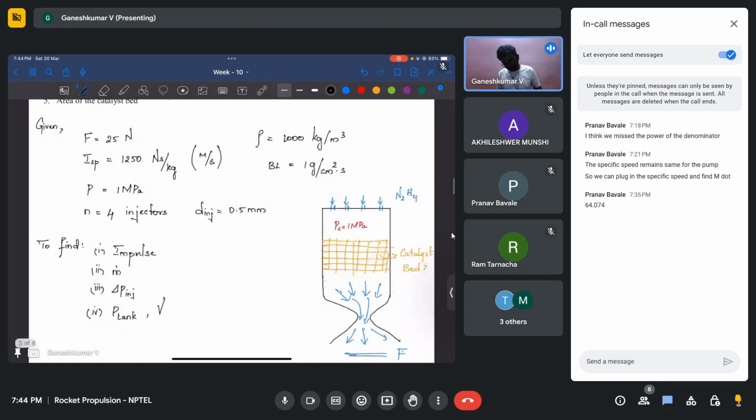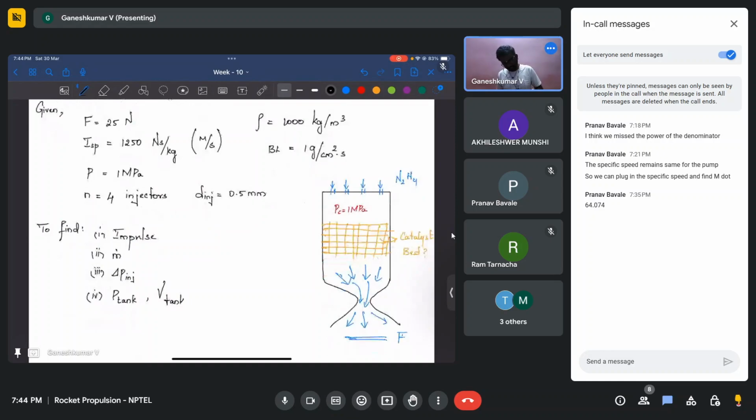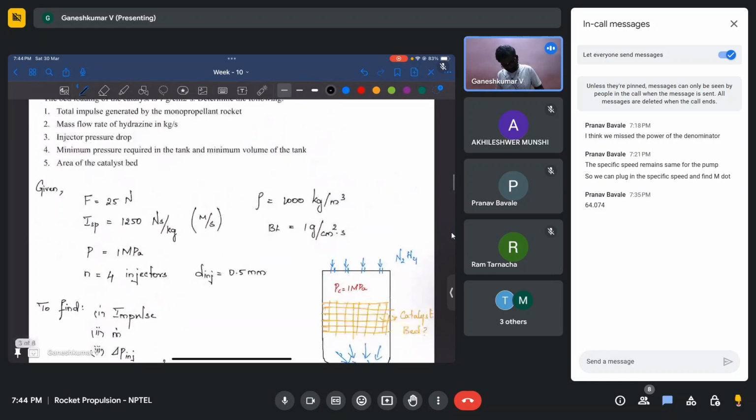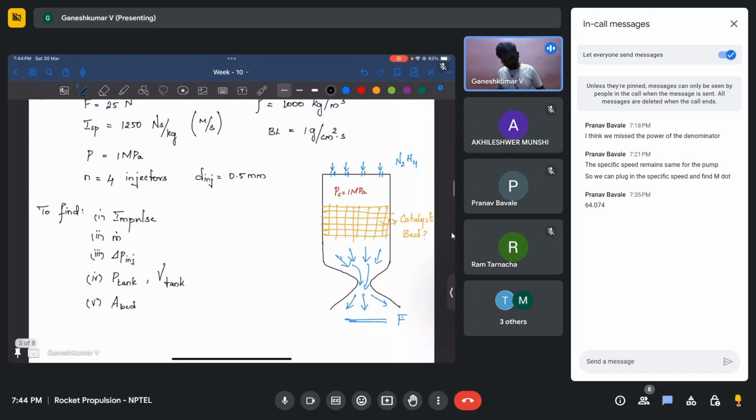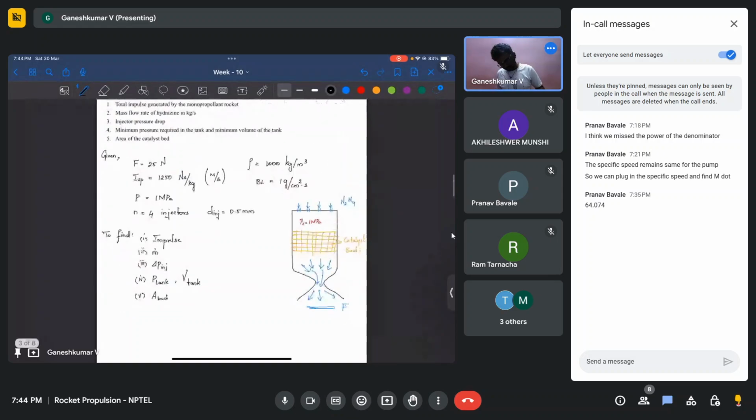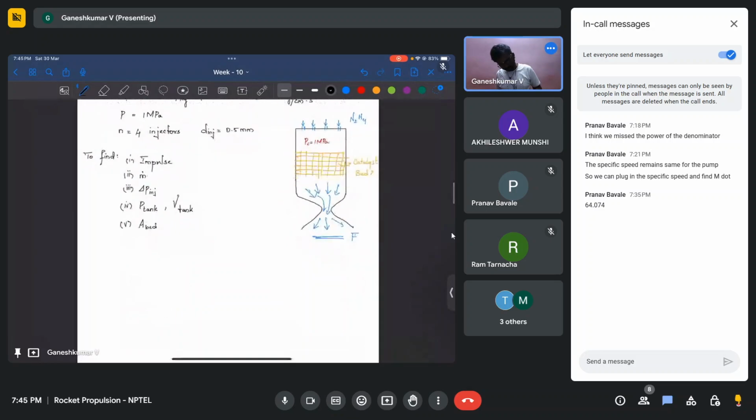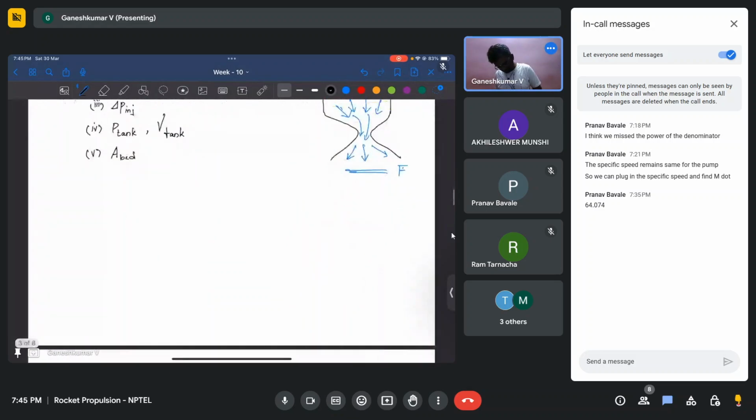Okay, and then you have the area of the catalyst bed. So what is this area of the bed? What is going to be your area of the combustion chamber, or the cross-sectional area of the combustion chamber? Okay, all right. So if the question is clear for everyone, maybe we can go ahead and solve the problem. First is to find impulse, and how do we find impulse?